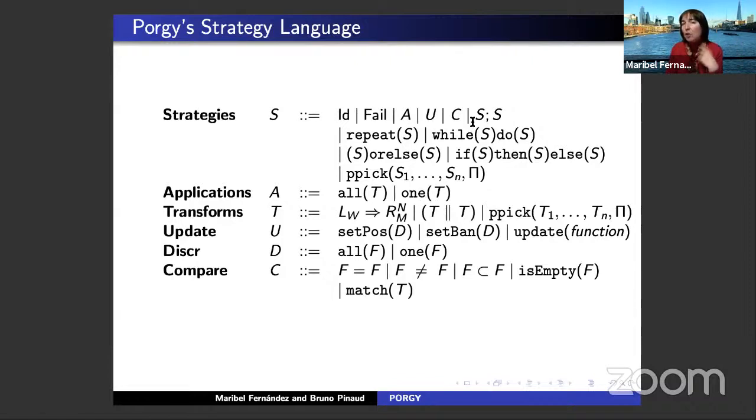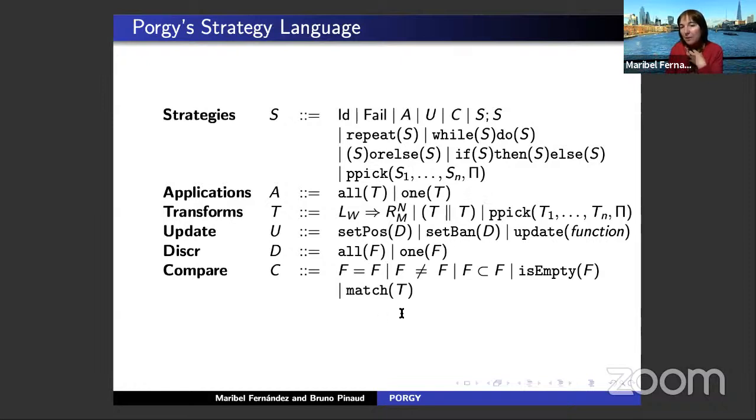But you can, as I said, compose strategies sequentially. You can iterate them with a repeat or a while. You can do an or else, an if then else, or the strategy that Bruno showed had a p-pick, which is a way of saying pick one of these strategies according to some probability distribution.